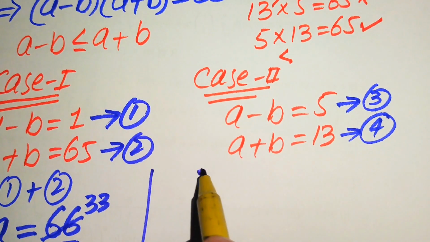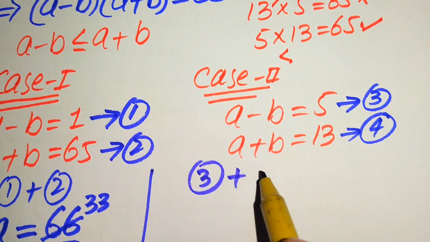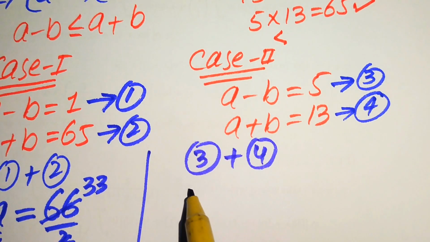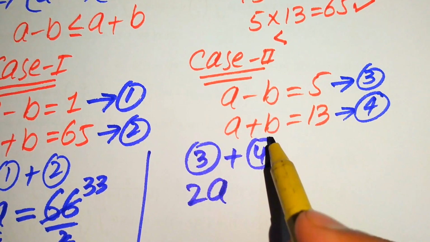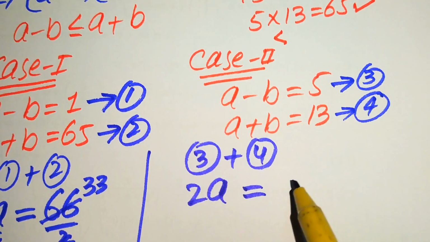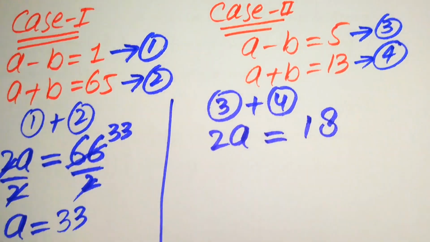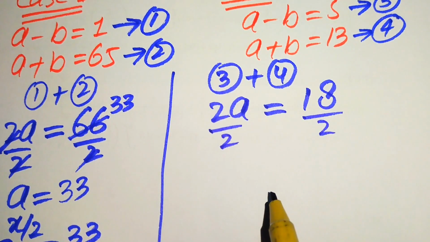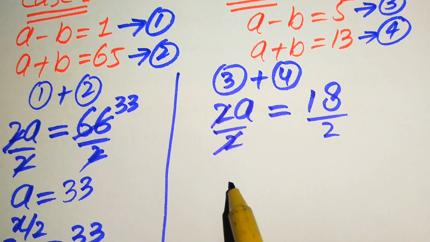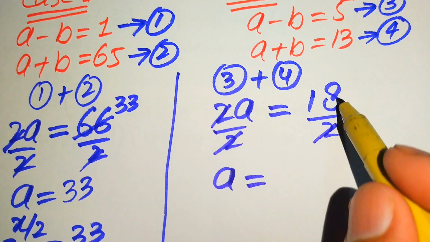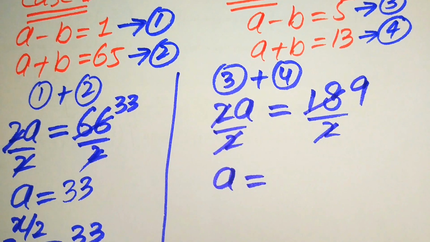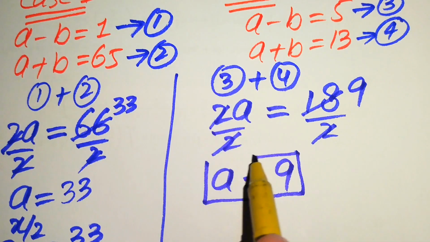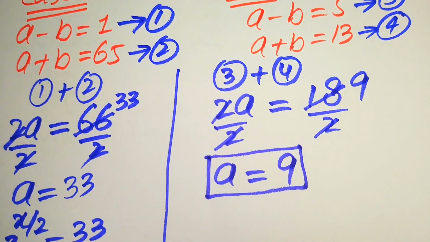So in this case we sum up both of these two equations, and we get a plus a equals 2a, and the negative and positive b are gone, and 5 plus 13 becomes 18. And now we divide both sides by 2, and these 2 and 2 are gone, and here we get a is equal to 9, since 2 times 9 becomes 18.